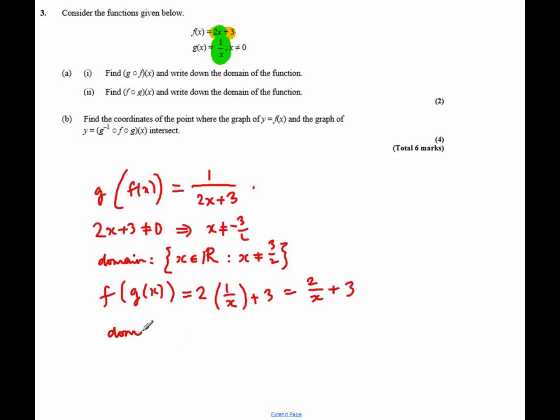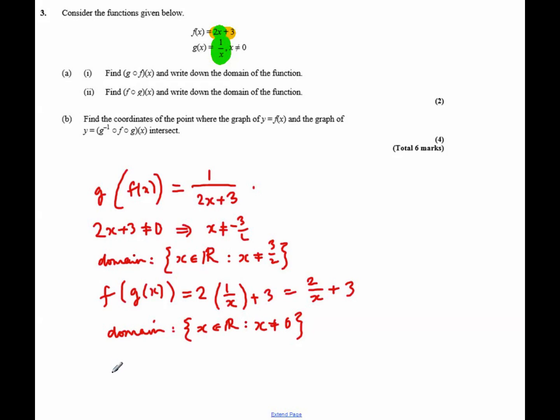And for the domain, it's simply the fact that x can't be equal to 0. So x is a real number such that x is not equal to 0. Find the coordinates of the points where the graphs of f of x and the graphs of g inverse of f of g of x intersect.